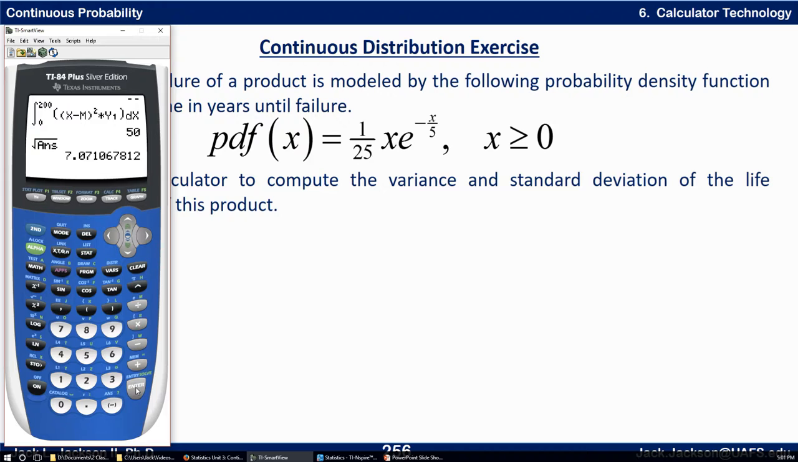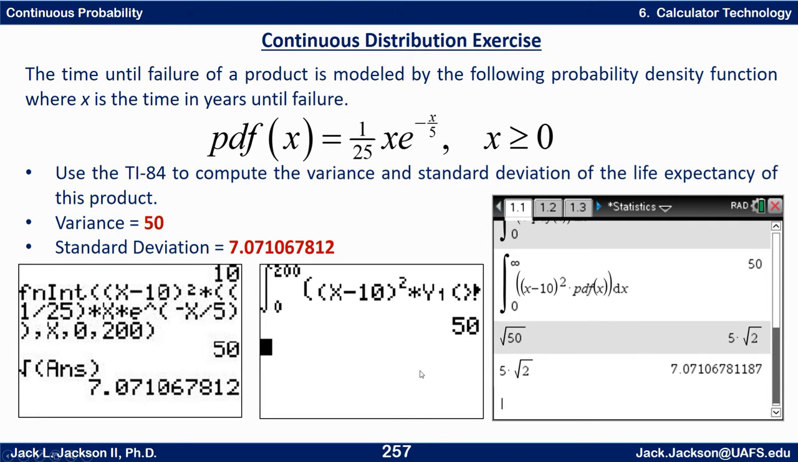Square root of 50, or approximately 7 point whatever. Here's what the screen looks like on the Inspire. Integrate from 0 to infinity, x minus the mean, squared, times the PDF. That's the variance. The square root of that is exactly 5 square root of 2, or approximately 7.07, etc. That is the standard deviation.